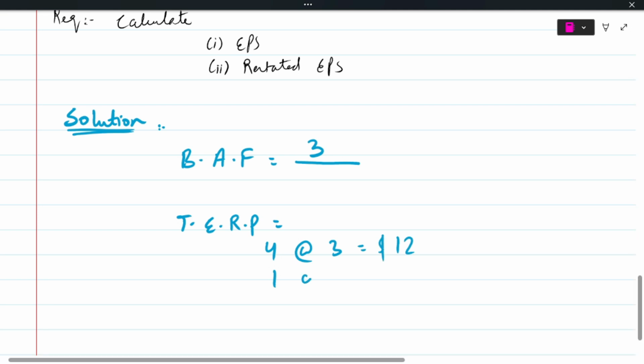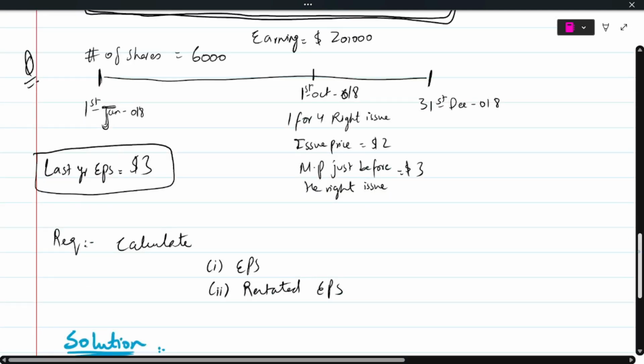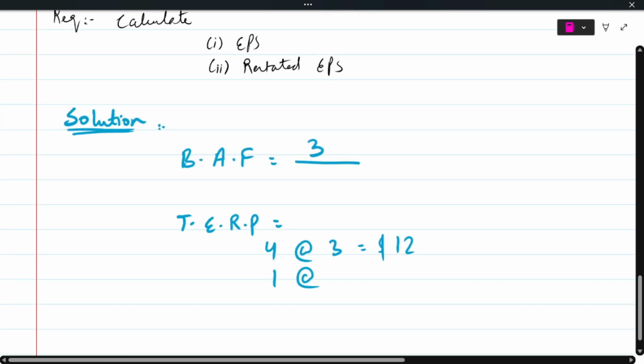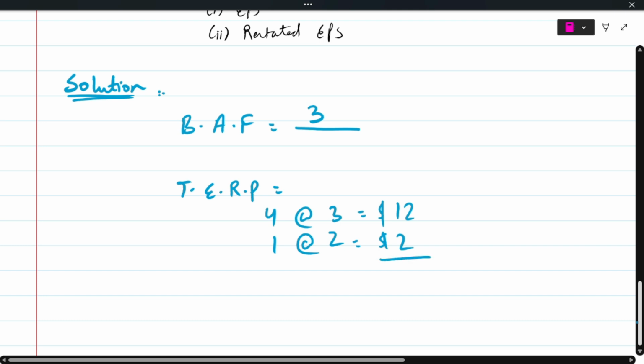And the one new share that I got was at a discount, and the issue price was $2. So 2 times 1 is $2. That means 12 plus 2 is $14, correct? And my new number of shares is 4 plus 1, which is 5.